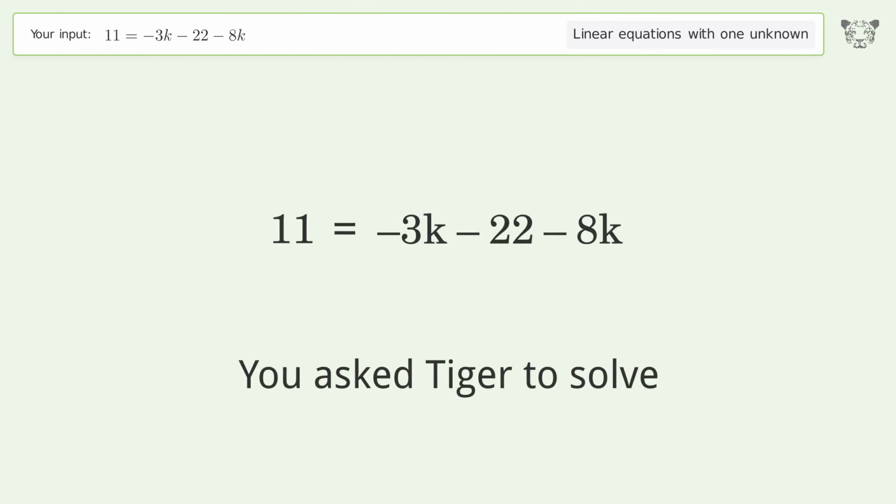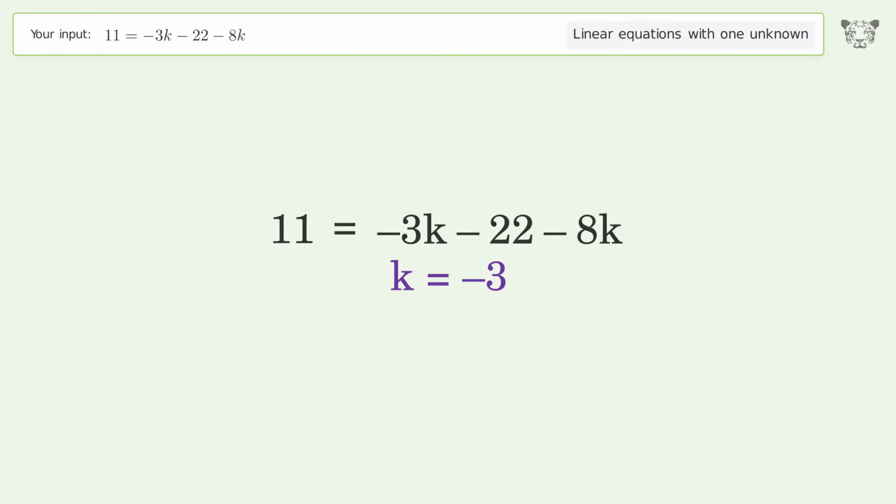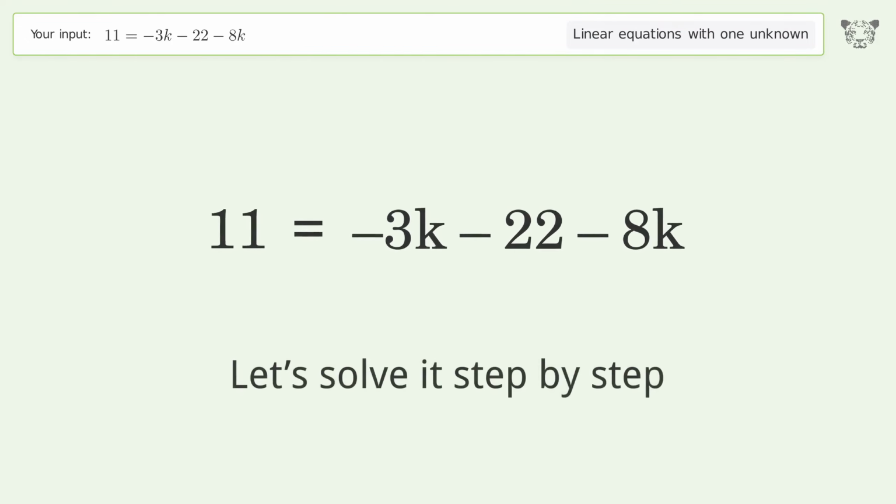You ask Tiger to solve. This deals with linear equations with one unknown. The final result is k equals -3. Let's solve it step by step.